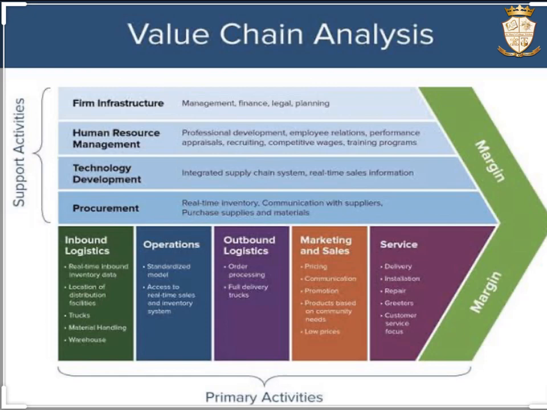Michael Porter classified the business activities into two, the primary activities as well as the support activities. The primary activities include inbound logistics, operations, outbound logistics, marketing and sales, and service, and support activities include procurement, technology development, human resource management, and firm infrastructure. Primary activities are those activities which are directly involved in transforming input into output and in delivery and after sales support, so these activities have greater importance in any business. And it constitutes five main areas: inbound logistics, operations, outbound logistics, marketing and sales, and service.